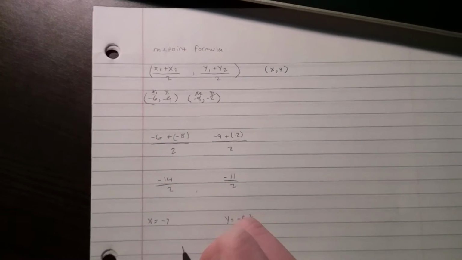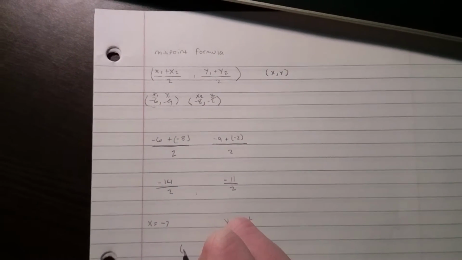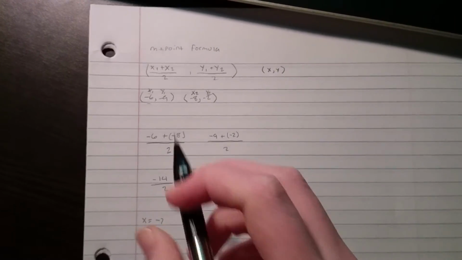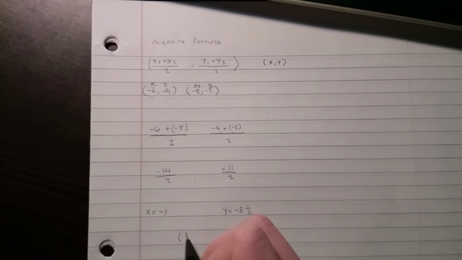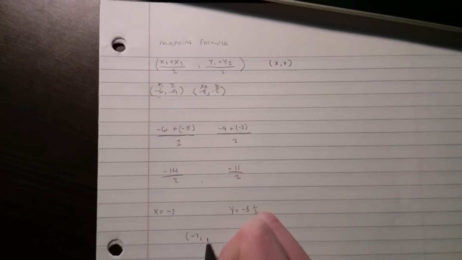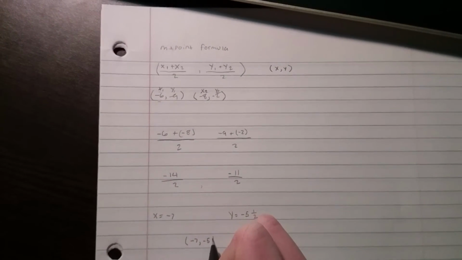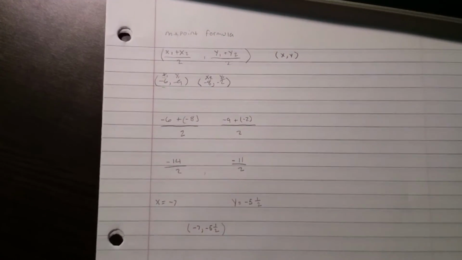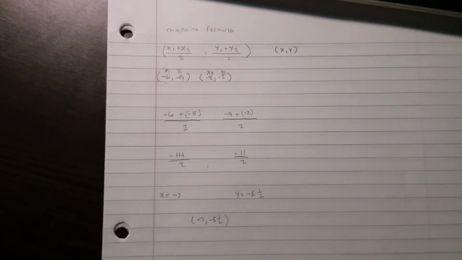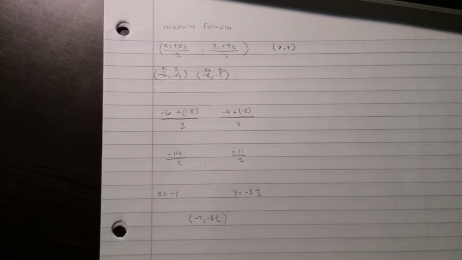And so when we're looking at this, our midpoint that is equidistant from these two coordinates that we started out with is (-7, -5 and 1/2), or -5.5 if you want to look at it that way. And that was a brief lesson on your midpoint formula.